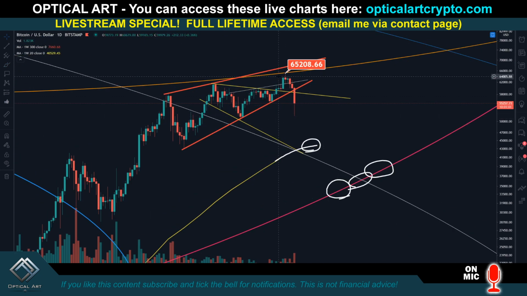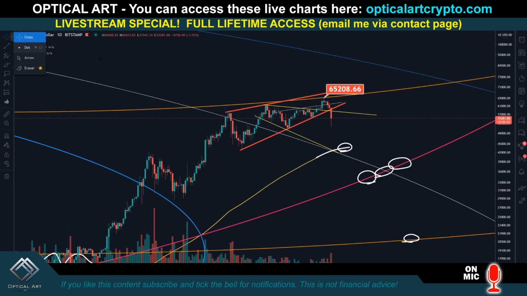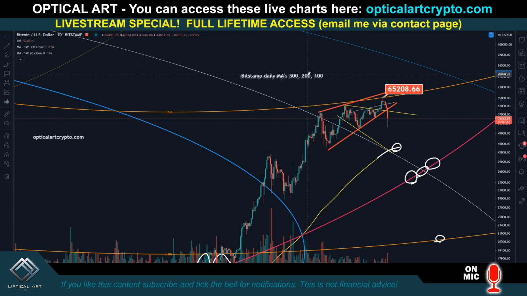Again, I do use rings to predict tops. They have played out. I predicted at least 3 tops now where we had a drop. But the most important thing, guys, is to pay attention to the 20-week. And again, the name of this chart is, I should have it right here, under BTC related. It's called the Bitstamp Daily Moving Averages 300, 200, 100.